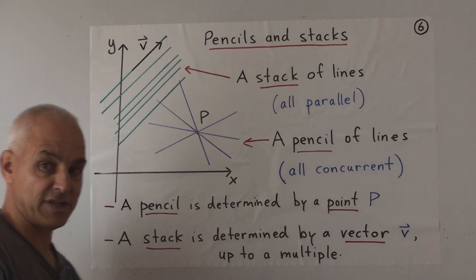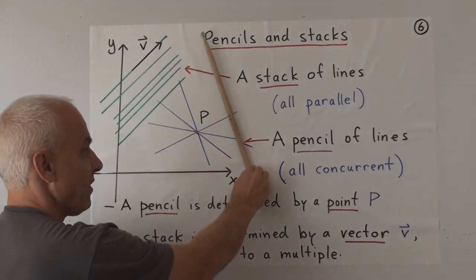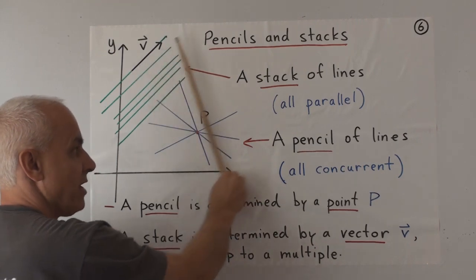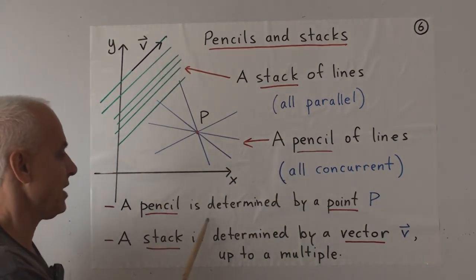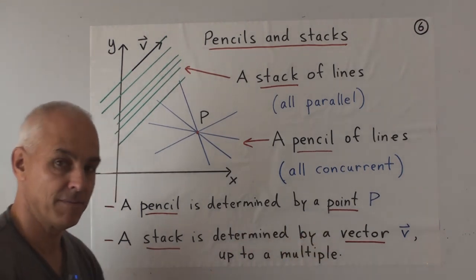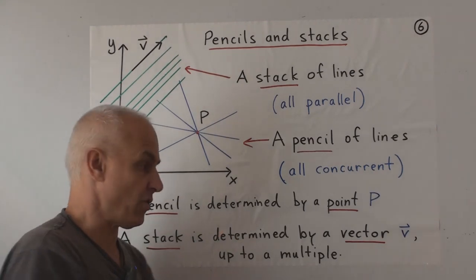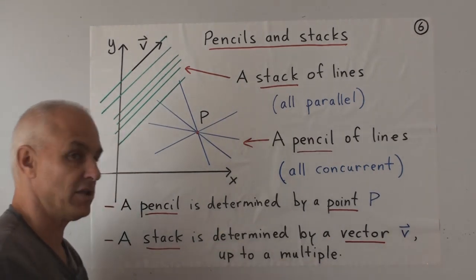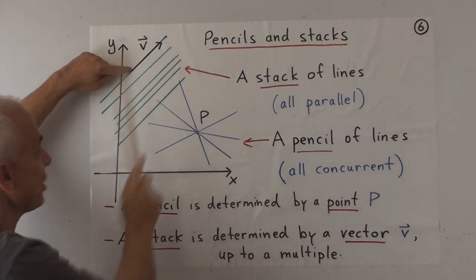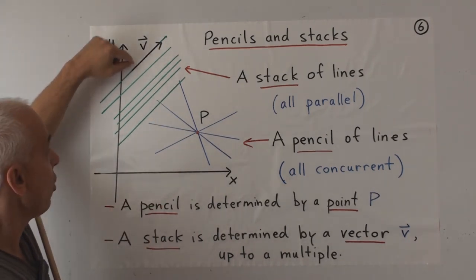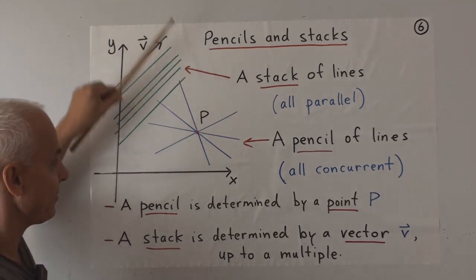There are different stacks of lines. If we choose a different direction, say that one there, then the stack of lines that it determines would be all the lines parallel to it. So a pencil is determined by a point, P, and a stack is determined by essentially a direction or a vector V up to a multiple. So this stack here, this one I've shown you, is determined essentially by that direction vector V or any multiple of it. Once you know the vector, then you know the stack.